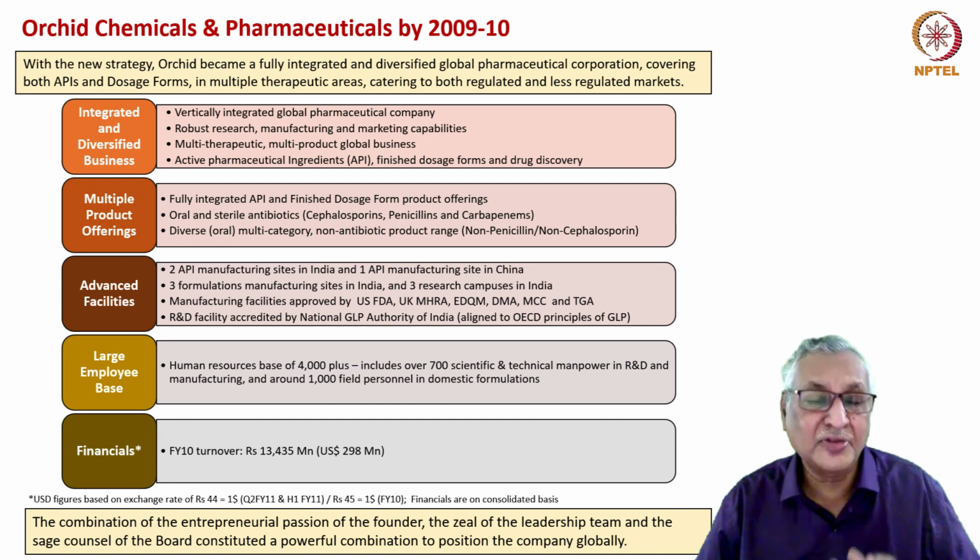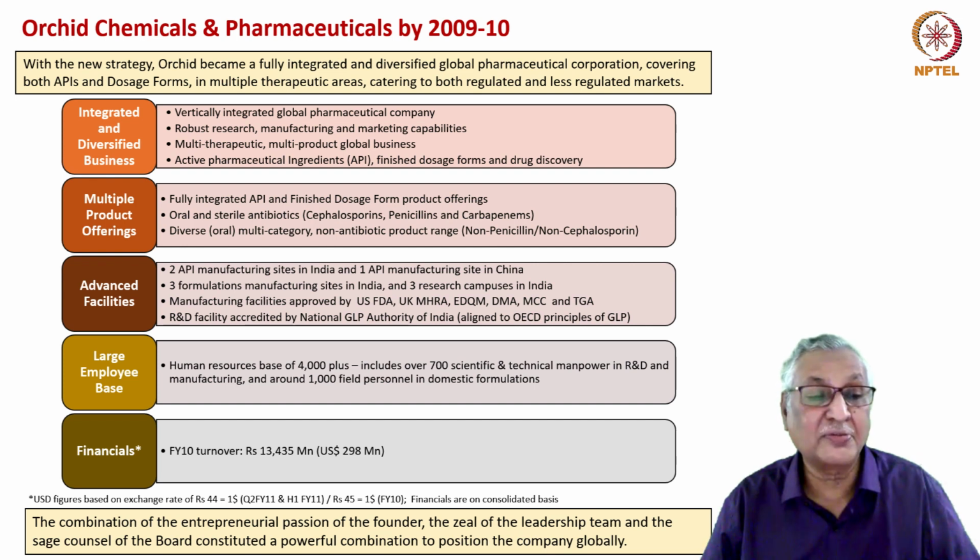As a result of all of these actions that were taken with diligence and with passion, by 2009-10, Orchid Chemicals and Pharmaceuticals became a fully integrated and diversified global pharmaceutical corporation, covering both APIs and dosage forms in multiple therapeutic areas, catering to both regulated and less regulated markets.